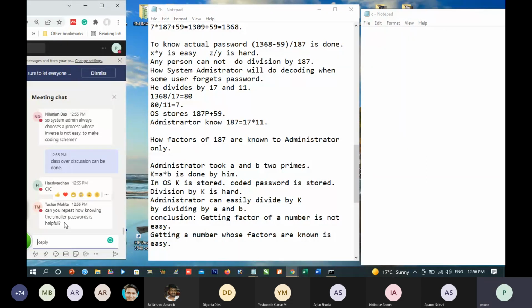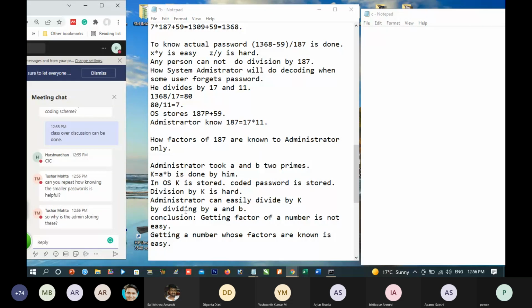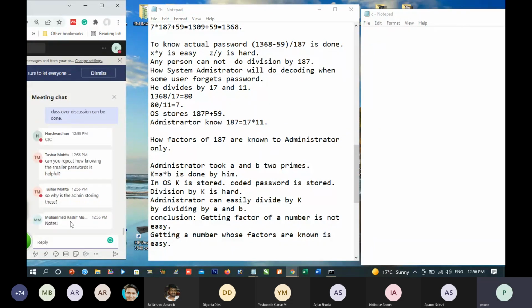I have never said that knowing the smaller password is helpful. I have never said that, Tushar. Is it correct? I am saying dividing by small numbers is easy. Dividing by big numbers is hard. If you know the factors of a number, then you can easily divide. The system administrator is storing the factors. Is it correct? Yes, yes. I am giving you the notes.